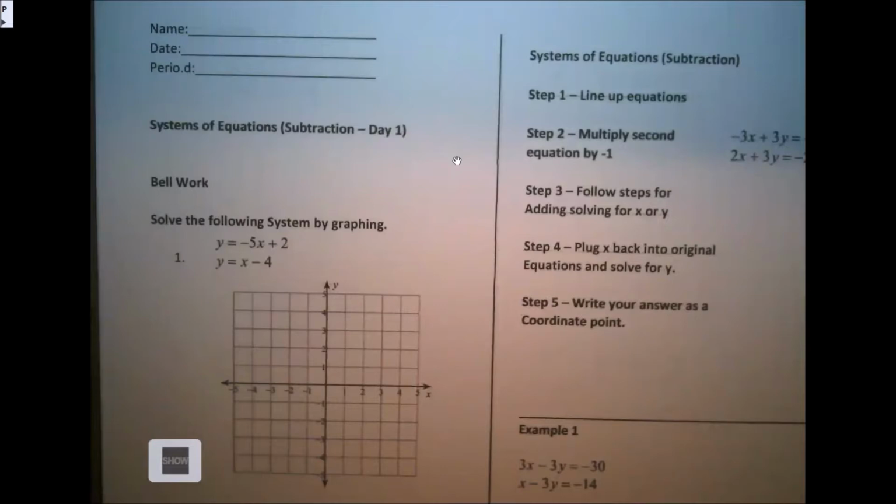My goal is for you to go ahead and do the bell work problems before you watch the videos so you can see if you're getting them right or wrong. So from now on, if you haven't done them, please go ahead and do them. I'm only putting one graphing one on there today to make sure that you can remember how to graph. If you don't have this printed out, it's okay. Just try to sketch a graph in order to do it.